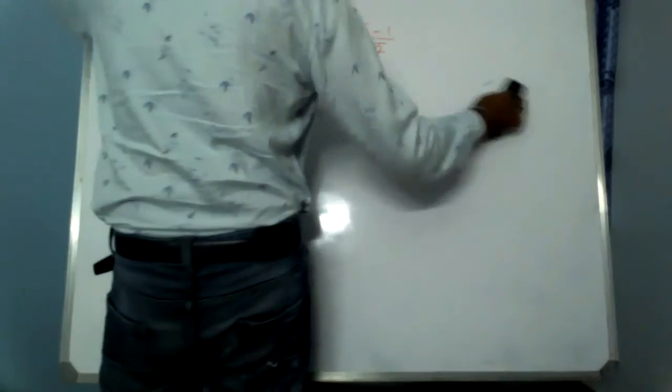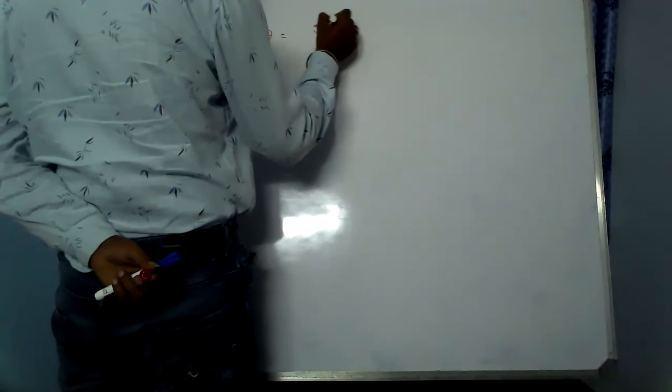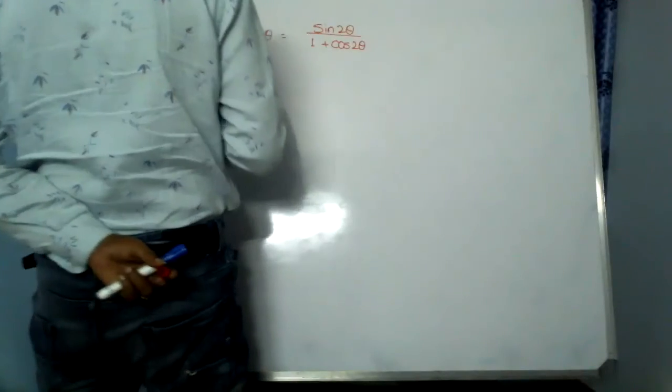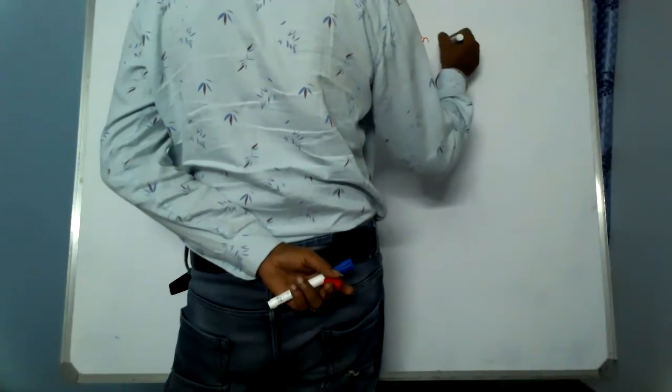Fine. Question number 87. I think question number 87 looks like either it's been repeated or there was a similar question that we did in the last class. So let's see question number 87. It says that if tan theta equal to sine 2 theta by 1 plus cos 2 theta, it's anyway a formula of tan theta, sine 2 theta divided by 1 plus cos 2 theta, then what is tan 22 and a half? I think we have done this question.